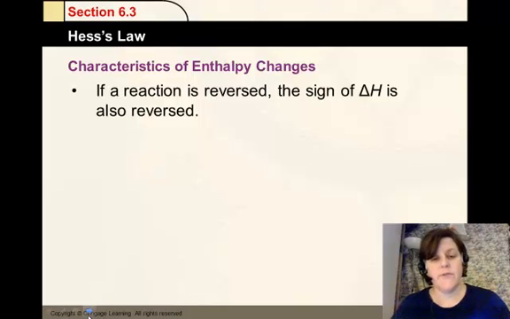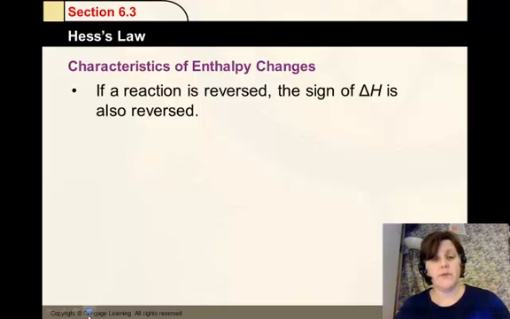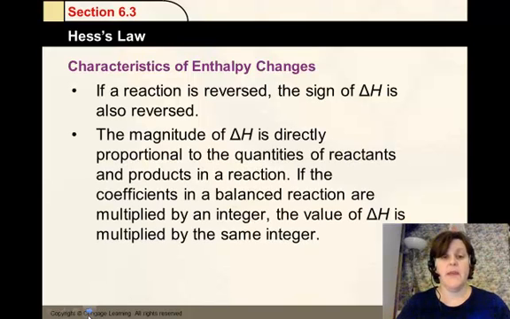If a reaction is reversed, the sign of delta H is also reversed. So if you have an exothermic reaction and you write it in the reverse, it becomes an endothermic reaction. The magnitude of delta H is directly related to the quantity of reactants. So therefore, if there's a coefficient in front of a compound or element, you would multiply the delta H by that coefficient as well.